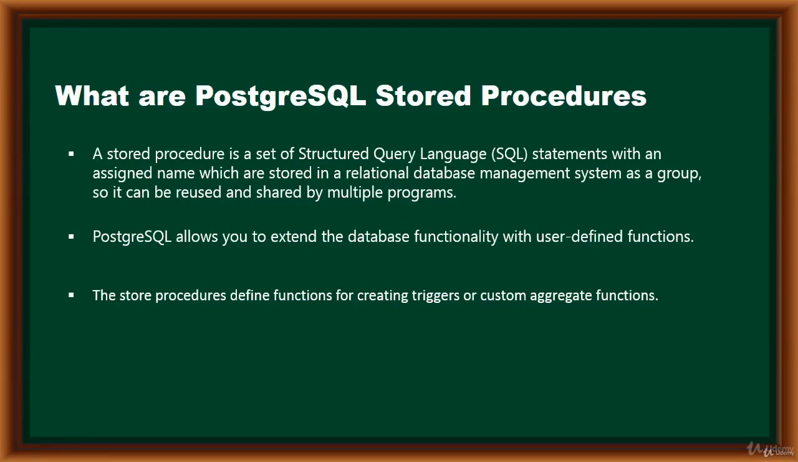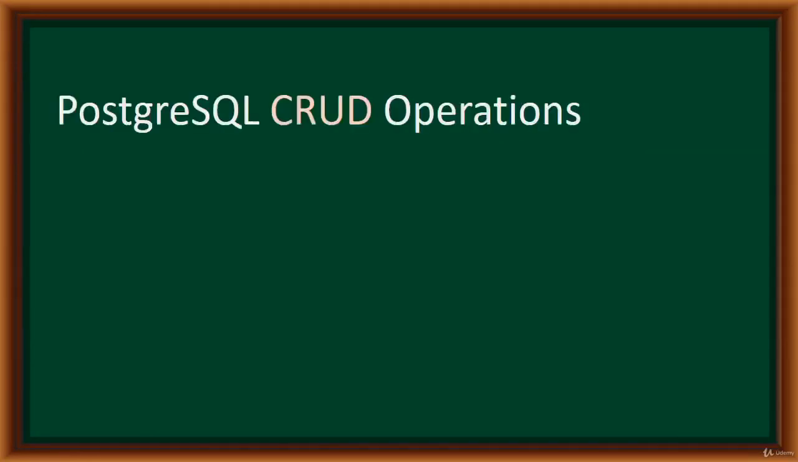So in this lecture, I introduced you to PostgreSQL stored procedures, which are basically a set of SQL statements that are stored in your database. They are also user-defined functions, so they are functions that are defined by the user, and you can use them to create triggers, custom aggregate functions, and other stuff. So the key thing to note is that they are basically user-defined functions that are stored in the database.